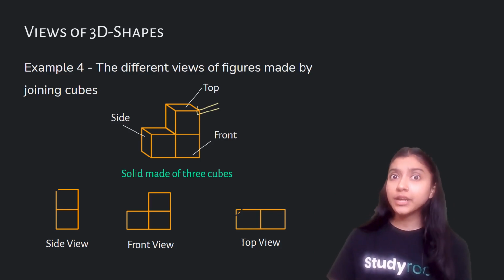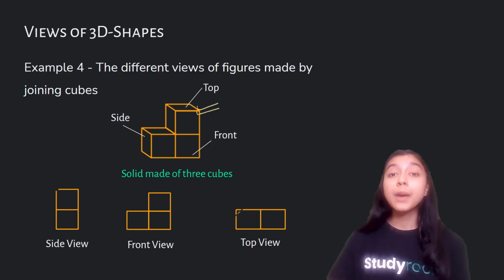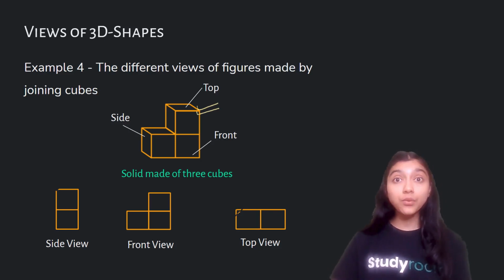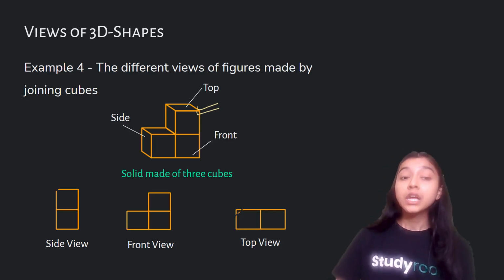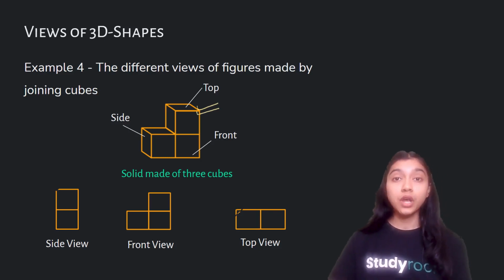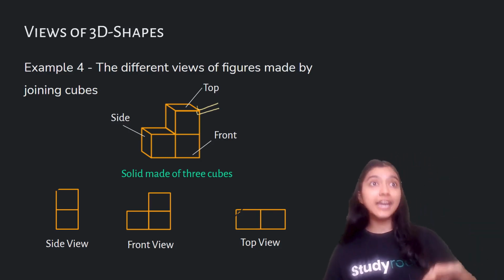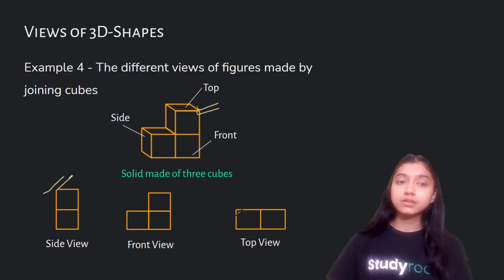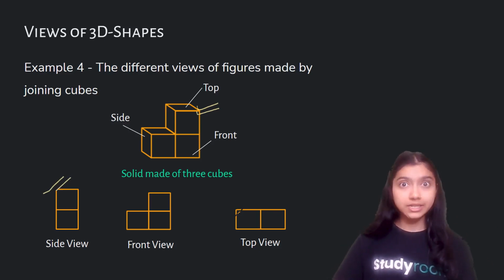Now, let us try to visualize the different views by joining 3 cubes. So, here we have joined 3 cubes and now we will visualize the different views. The first view is the side view. Like when I look at the cube from the side portion, it will look like this. Somewhat, it will look like a rectangle.